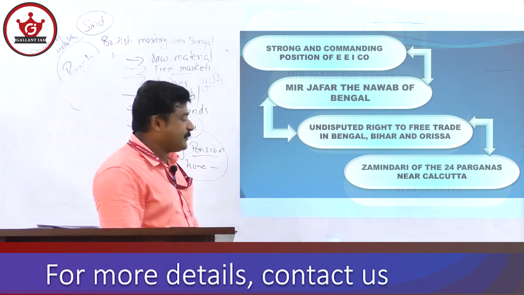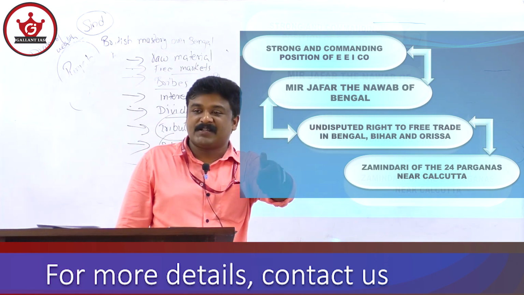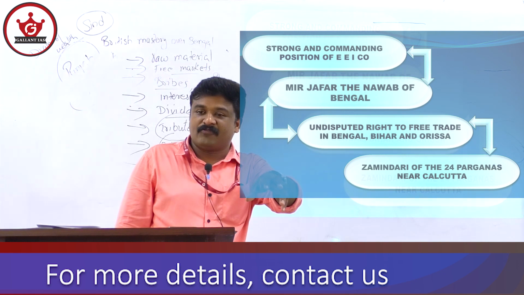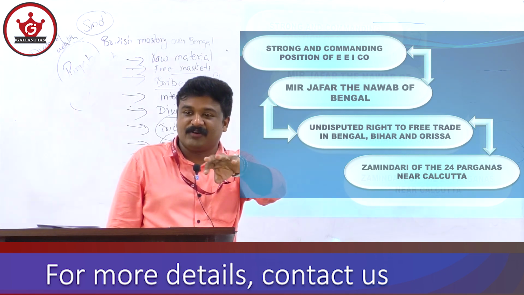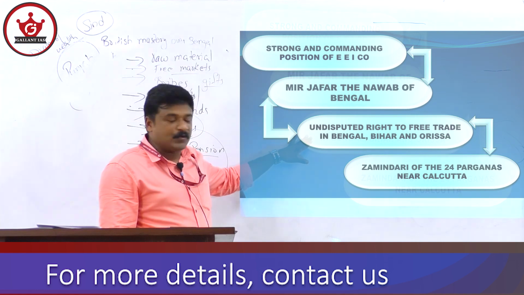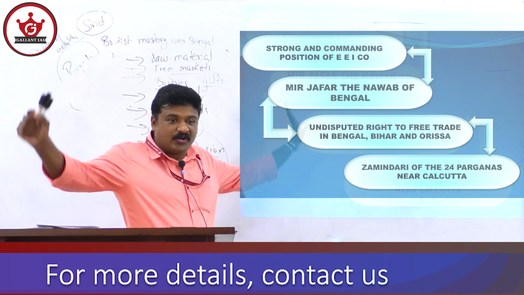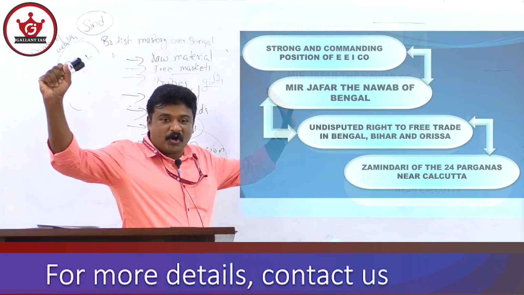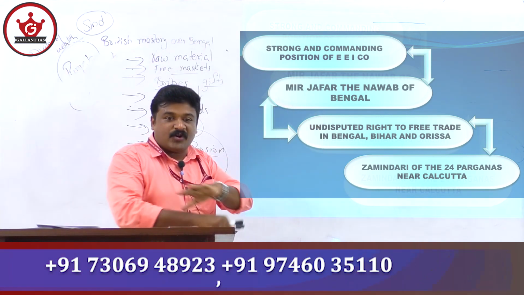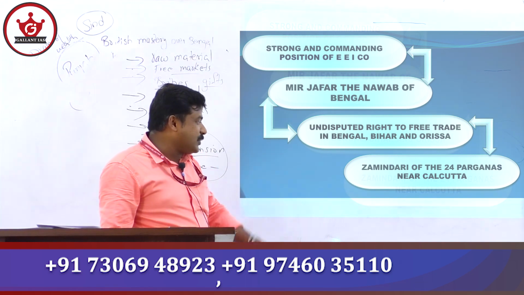The British got undisputed right to free trade in Bengal, Bihar, Odisha. So he is a stamp Raja, a puppet Raja, that kind of Raja only. No disputes. Nobody will challenge their supremacy. They got the monopoly over eastern trade in Bengal, Bihar, Odisha.